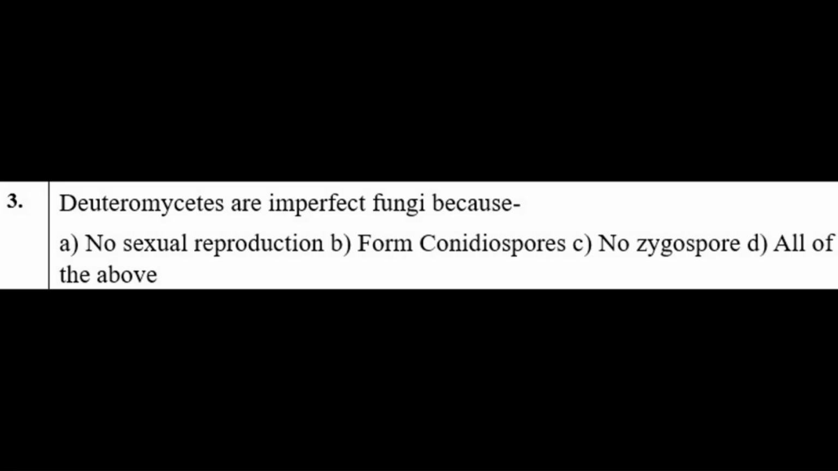Question number 3. Deuteromycetes are imperfect fungi because of which of the following options? Option A, no sexual reproduction. They form conidiospores, no zygospore, all of the above. Actually, all of the above will be the answer because they don't have sexual reproduction. They do form conidiospores and there is no zygospore.